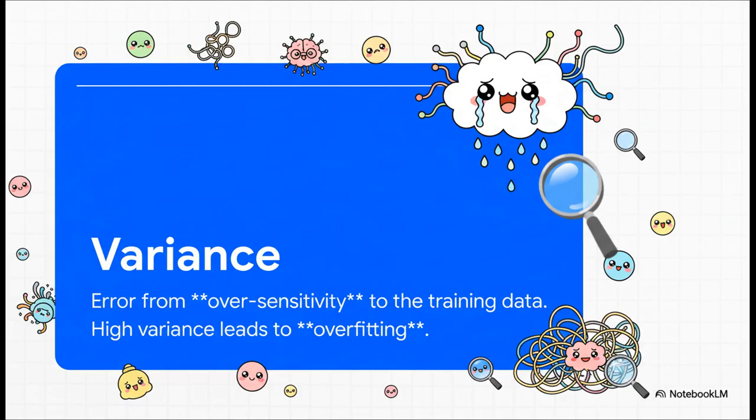On the flip side of that coin, you have variance. This is the exact opposite problem. Here, the model is too complex. It's so flexible that it doesn't just learn the underlying signal, it starts to memorize all the random noise in your training data. This is called overfitting.